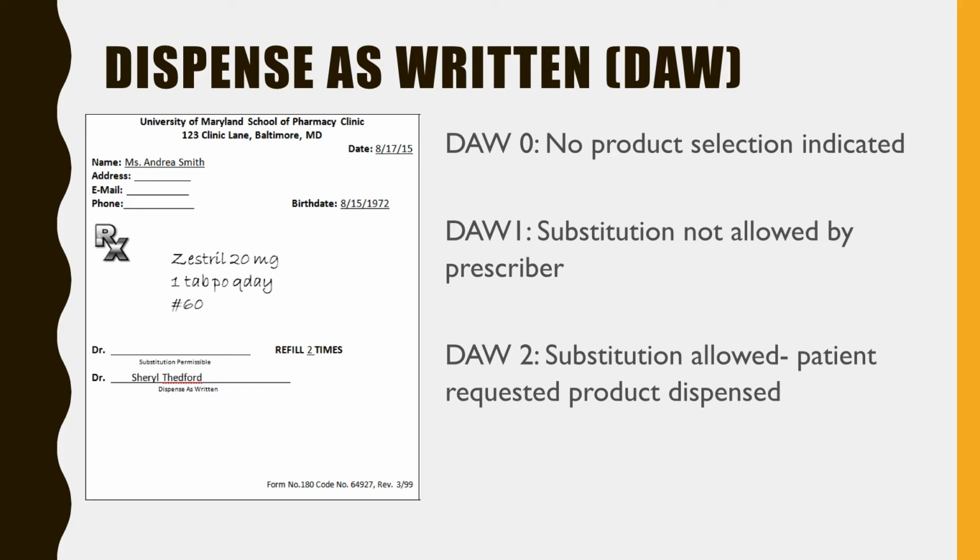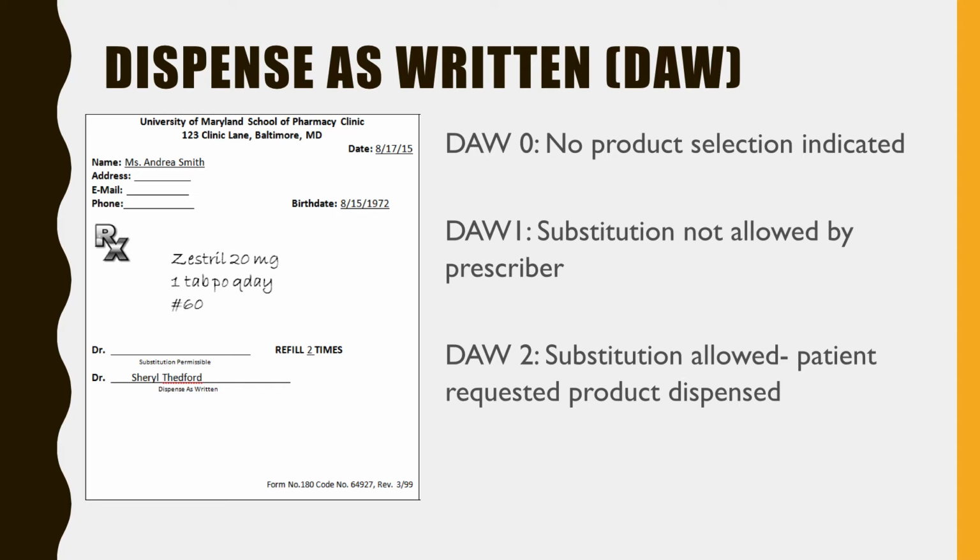If the prescriber wishes to have only the brand name drug dispensed, he or she could indicate this by writing dispense as written, checking a box, or signing on a specific line to indicate dispense as written. In that case, it would be DAW 1, which means substitution not allowed by the prescriber. On this example prescription for Zestrol, a specific line for signing is available. Dr. Thedford would only like the brand name Zestrol to be prescribed to Ms. Smith.